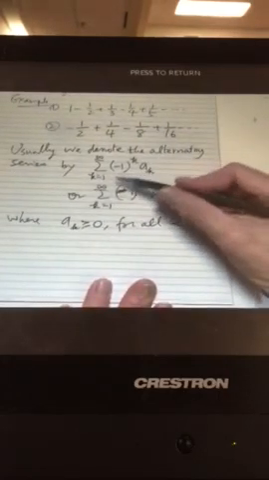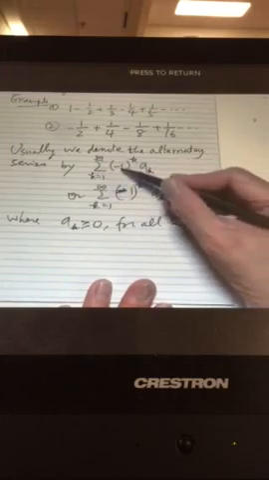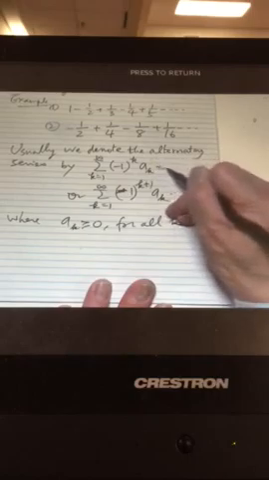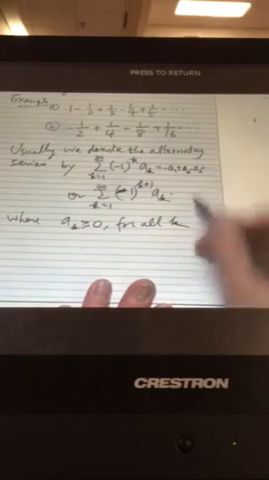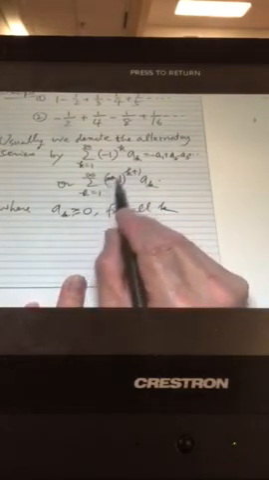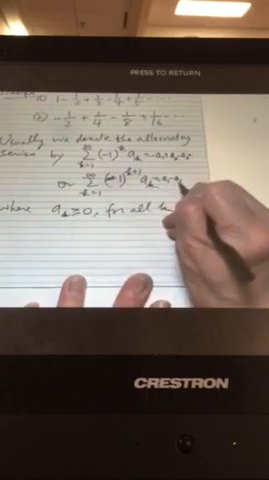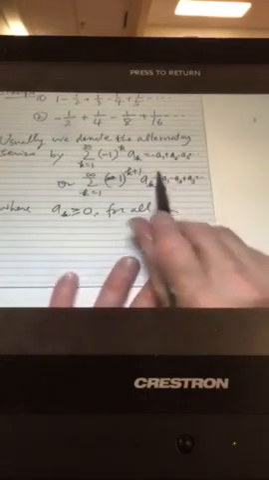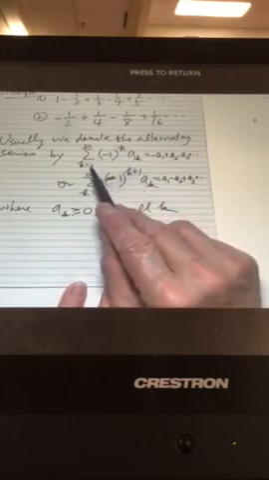Why? Because in the first case, when k is 1, it's minus. So it's minus a1 plus a2 minus a3 and so on. For the second case, if k is 1, that's 2, minus 1 squared is 1. So this is a1 minus a2 plus a3. Okay, you see?